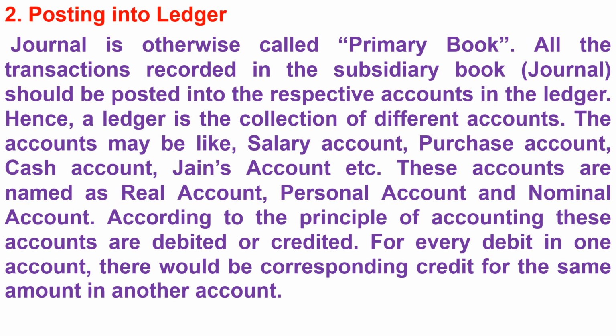The process of recording the transactions in journal is called entering. 2. Posting into ledger. Ledger is otherwise called primary book. All the transactions recorded in the subsidiary book journal should be posted into the respective accounts in the ledger. Hence, a ledger is the collection of different accounts. The accounts may be like salary account, purchase account, cash account, Jane's account, etc. These accounts are named as real account, personal account, and nominal account. According to the principle of accounting, these accounts are debited or credited. For every debit in one account, there would be corresponding credit for the same amount in another account.